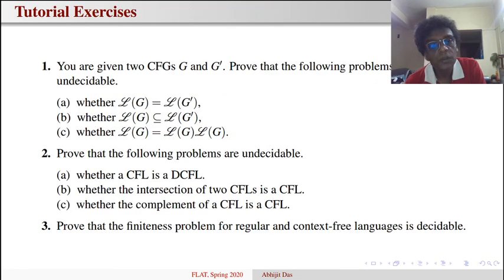Good. So I would like to stop for this week at this point. This is already good enough for a week, and as usual there are some tutorial exercises.